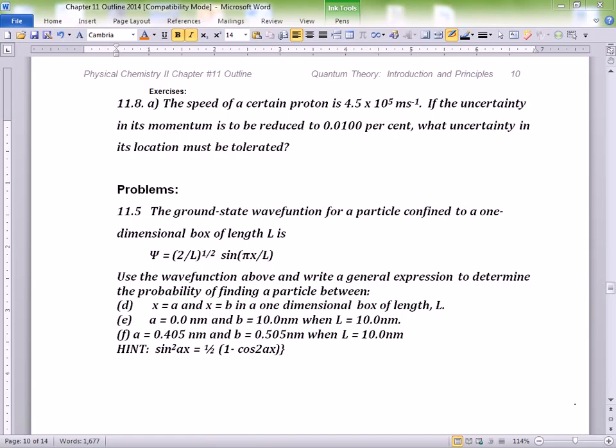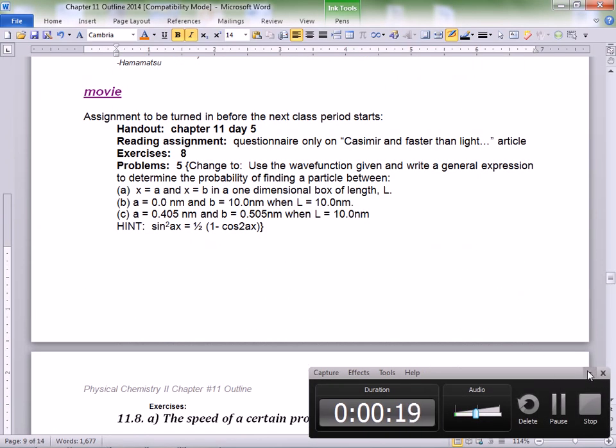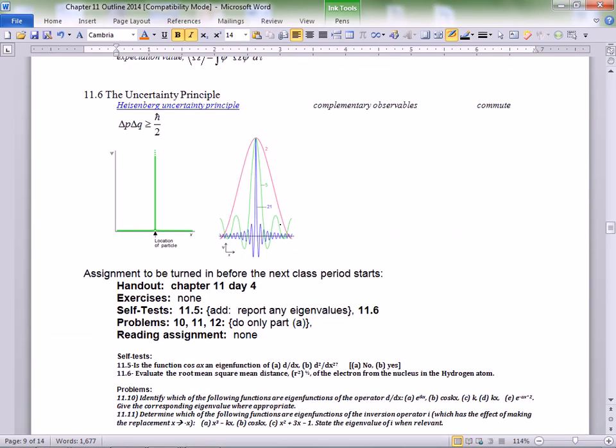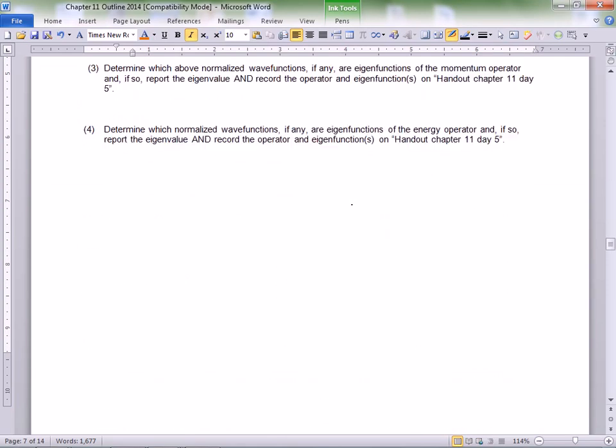Okay. If the uncertainty in its momentum is reduced to 0.01%, what uncertainty in its location must be tolerated? So it's definitely one of those Heisenberg uncertainty problems, right? They're talking about uncertainty. So here it is right here: delta P times delta Q is greater than or equal to h bar over 2.